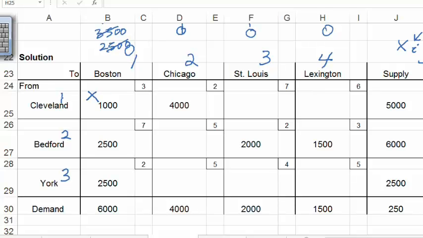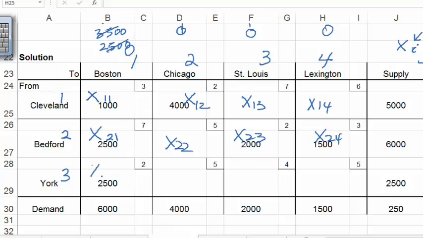So this one we're going to call x11. This one is x12, x13, x14. That's the convention of naming the variables in this transportation kind of problem. And this one, what would you call this? X21, right? So row number and then the column number. So this is x22, x23, x24, x31, x32, x33, and x34.